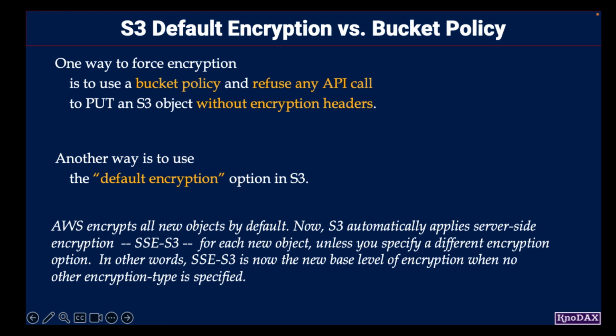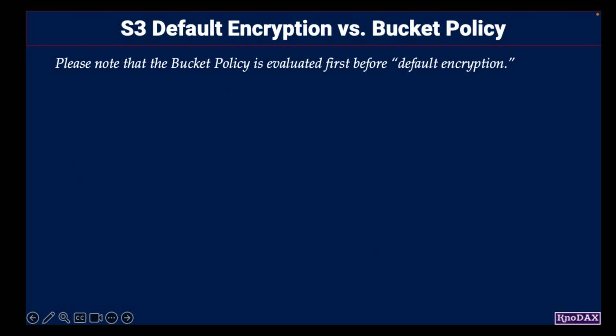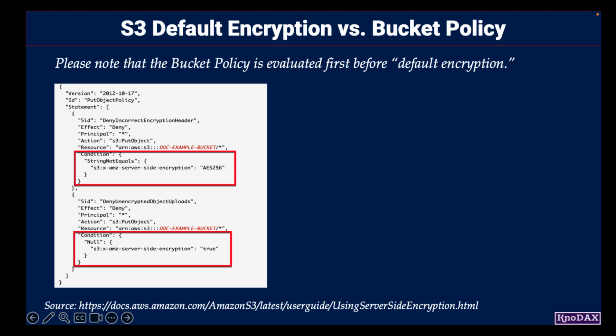Please note that AWS encrypts all new objects by default. Now S3 automatically applies server-side encryption, SSE-S3, for each new object unless you specify a different encryption option. In other words, SSE-S3 is now the new base level of encryption when no other encryption type is specified. Please note that the bucket policy is evaluated first, before default encryption.